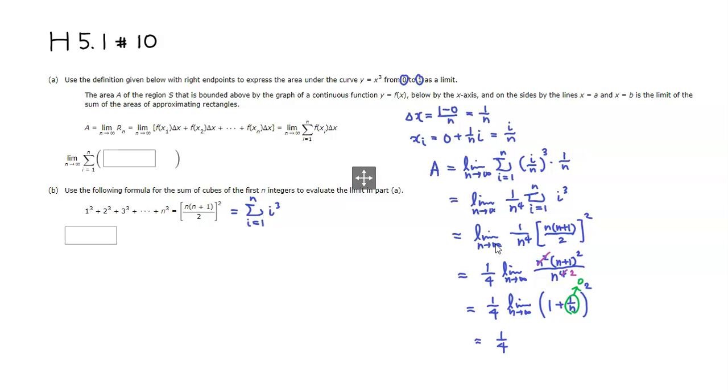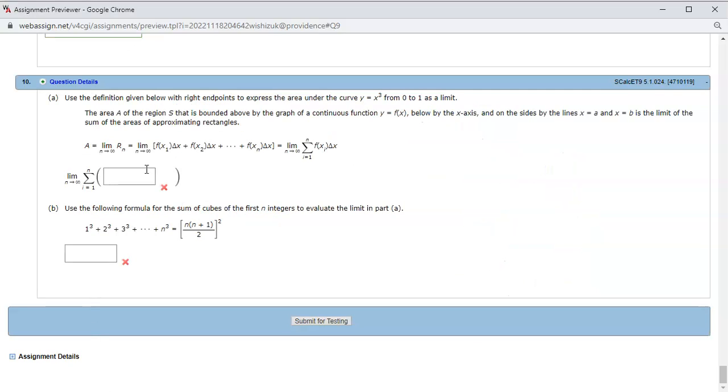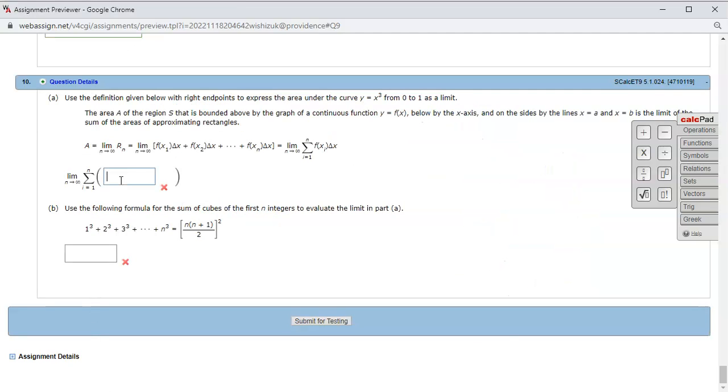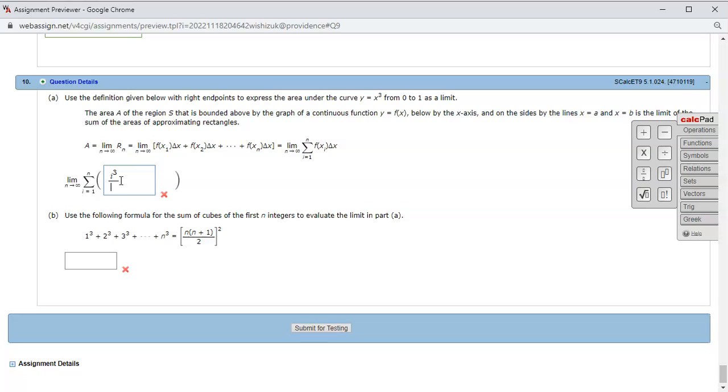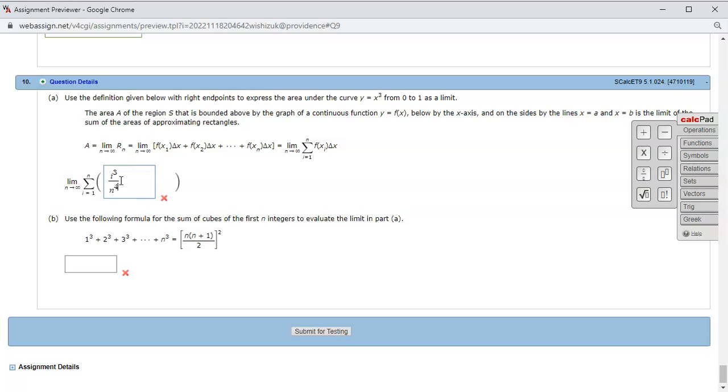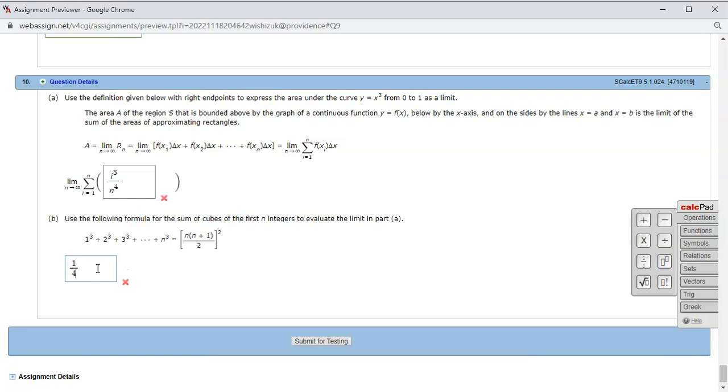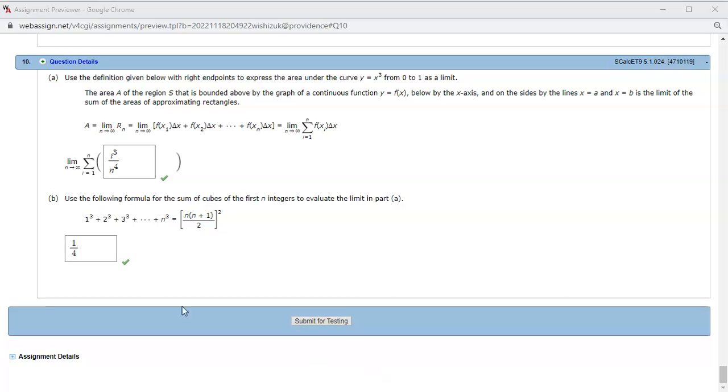So let's type it in. The answer we got was the sum of i cubed divided by n to the 4th power, if you simplify that, and then we got the 1 over 4. Let's check the answer. I came back and it looks like we got this one correctly.